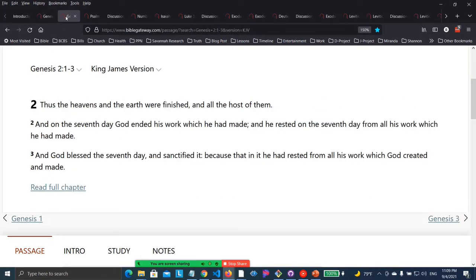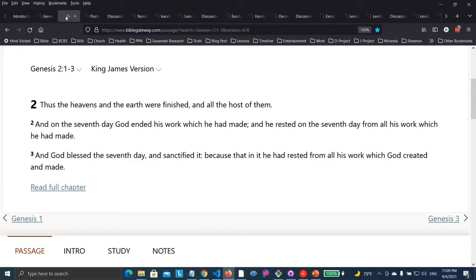Now, look at some more fundamentals here about these days, because they're arranged a certain way. Thus the heavens and the earth were finished, all the hosts of them. On the seventh day, God ended his work which he had made, and he rested the seventh day from all his work which he had made. And God blessed the seventh day and sanctified it, because in it he had rested from all his work which God created and made.